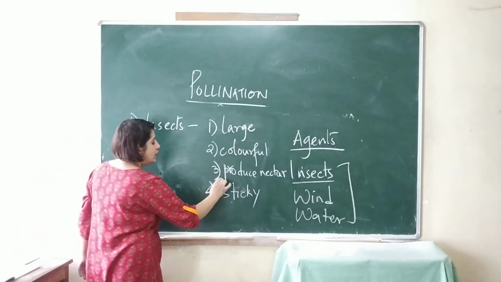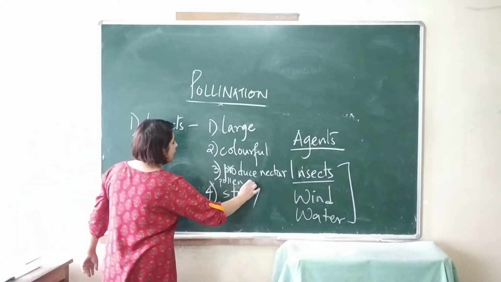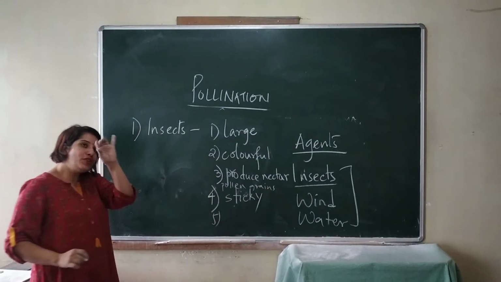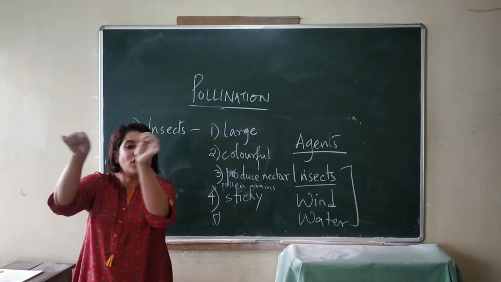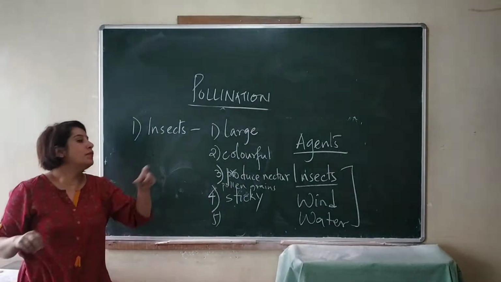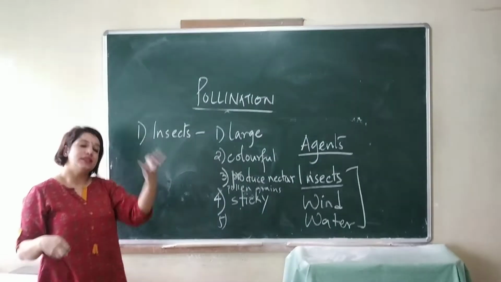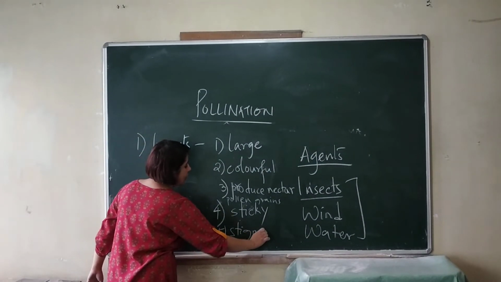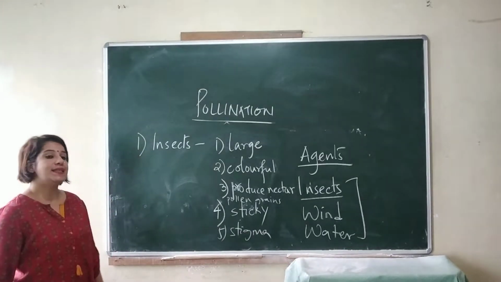Now, if only the pollen grains are sticky, it will not help. The stigma should also be sticky, so that the pollen grains stick on them when the insect goes and sits on another flower. So the pollen grain should be sticky. The stigma should also be sticky.